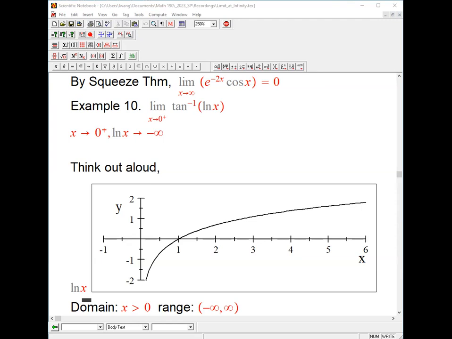Okay, so we're using this because ln x approaches negative infinity, so the entire limit is going to be approaching negative pi over 2. You can see this actually just relies on some basic knowledge of the functions we have learned before. So why doesn't it let me draw here? I don't know why, but anyway, it's okay.